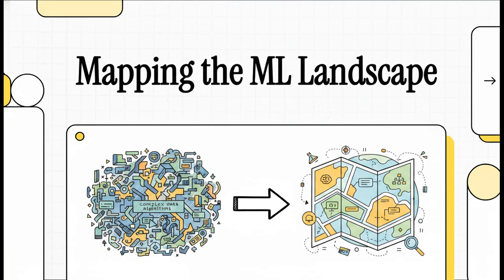Today we're doing something I'm super excited about. If you've ever looked at the vast universe of machine learning and just felt totally overwhelmed by all the algorithms, pipelines, and jargon, well, you are in exactly the right place. Today we're going to completely demystify this space. We're taking all that complex theory and transforming it into a simple, structured map that you can actually make sense of. So get ready because we are mapping the machine learning landscape together.